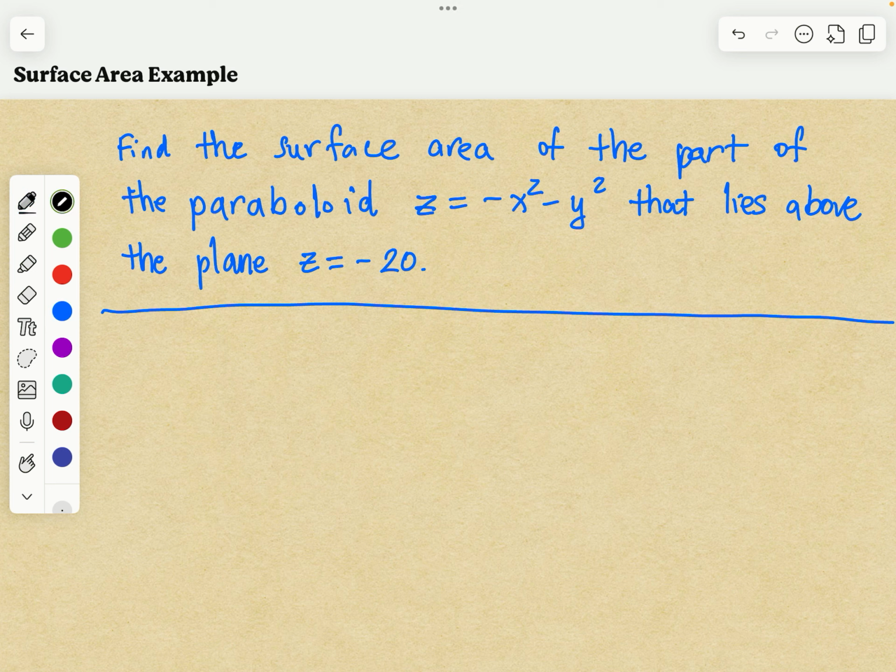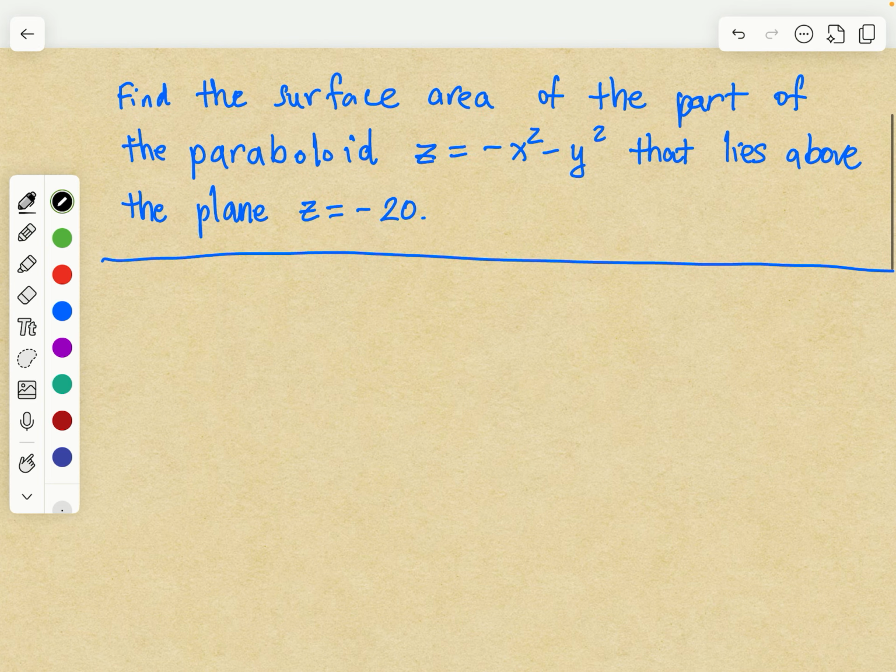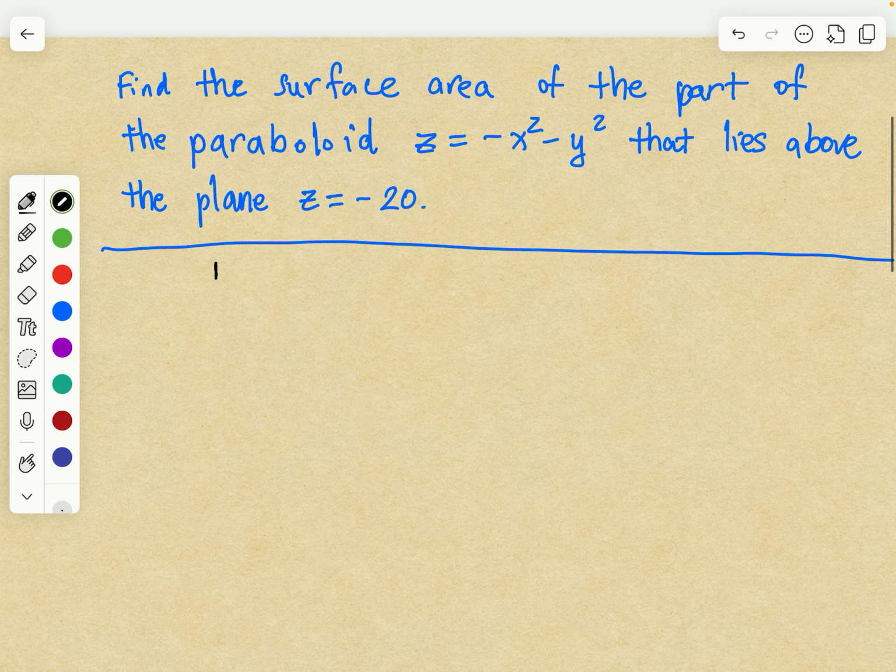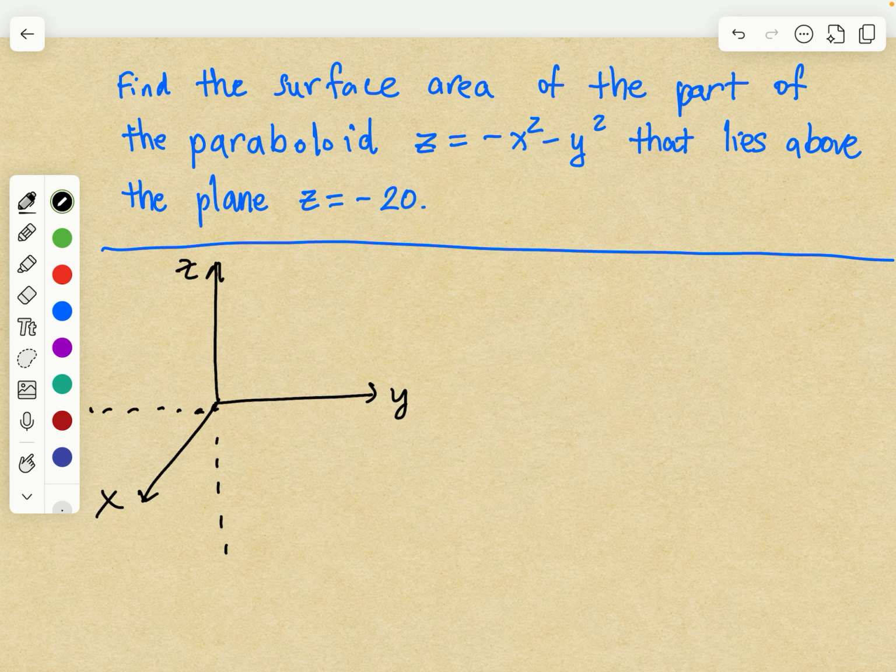So first, we should get an idea of what the surface that we're finding the area of looks like. So what's going on is, here's the positive x-axis, the positive y-axis, and the positive z-axis. And I'm just going to do a dotted line for negative values. And you have this paraboloid z equals negative x squared minus y squared.